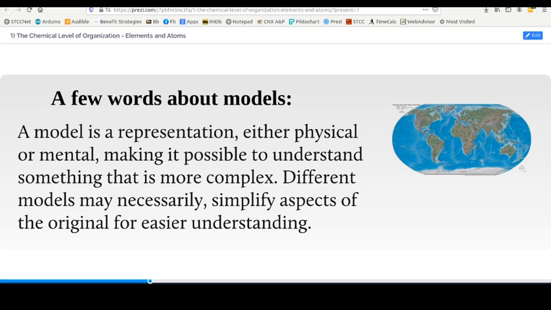Now, the toy model is a representation. It's not an actual fighter jet. It's just a representation of it that the child can play with. And we use models all the time. In fact, it's really an integral part of how our brain interacts with the world around us.